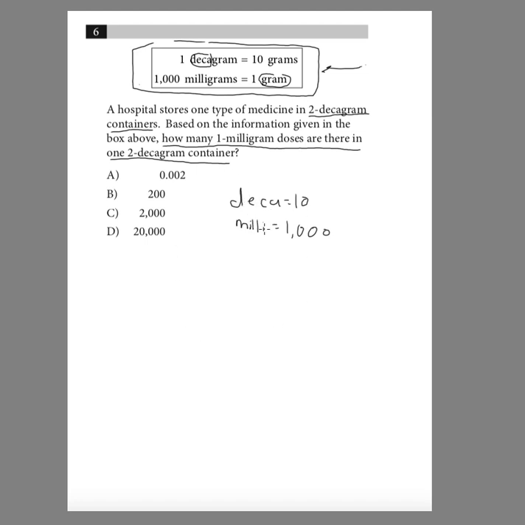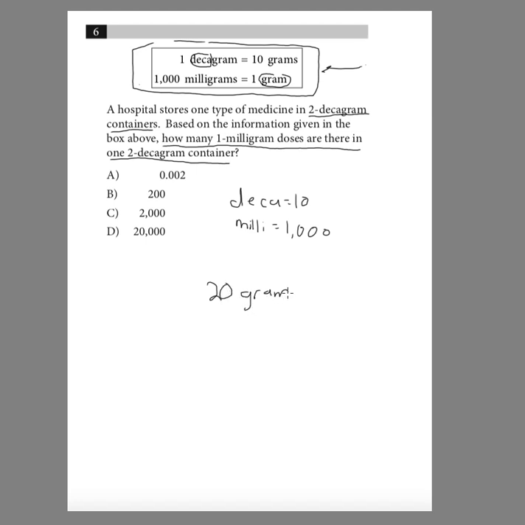I'm not going to say that it's required. I'm just going to say that it's really good to know if you want to get a pretty good score on the SAT, all right? So it's how many 1 milligram doses are there in one 2 decagram container. So 2 decagrams, that is 20 grams, all right?